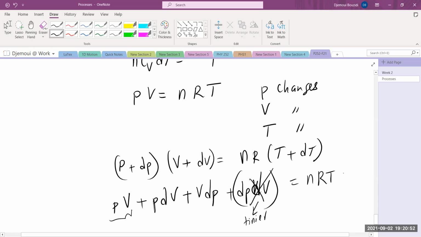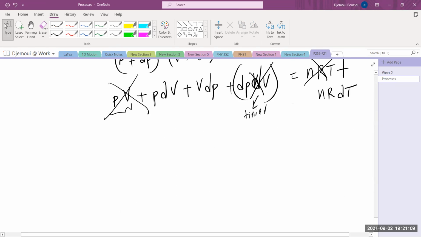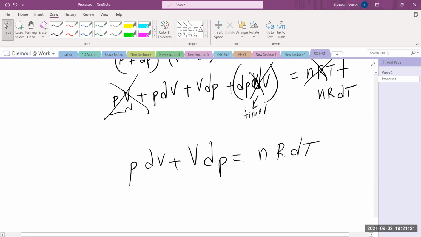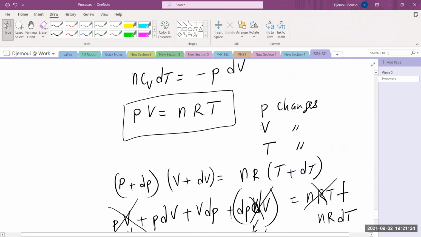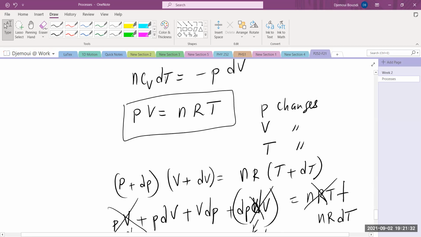This on the other side is equal to nRT plus nR dT. Obviously, we started from this expression. So this PV cancels nRT because this is true. And I would be left with the following. P dV plus V dP is equal to nR dT. Whereas I know also that nCv dT is equal to minus P dV. I know from this expression what dT is.